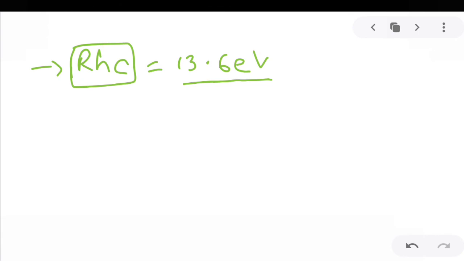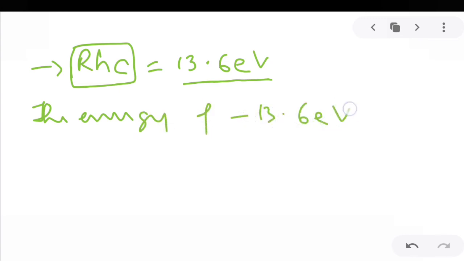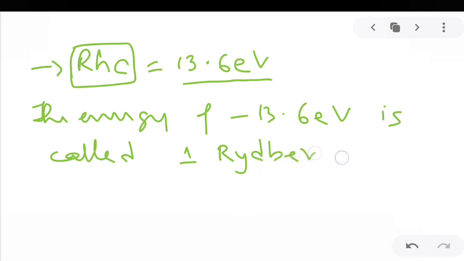Because of this, the energy of minus 13.6 electron volt is called 1 Rydberg. Rydberg constant into Planck's constant into c, with c being 3 into 10^8, is equal to 13.6 electron volt. So these are a few things related to the energy of the electron and the frequency of emitted radiation.